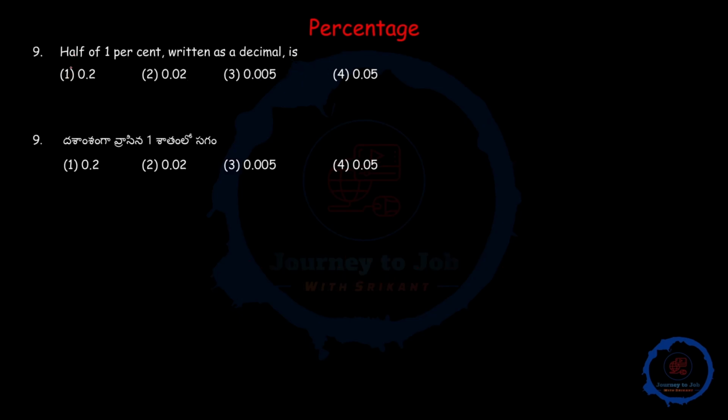Next, question number 9. See, half of 1% written as a decimal is. If we try to solve this question in the conventional way, half means 1/2, half of 1%. So half means half, 1 means 1, percentage means 1/100. So 1/200. Okay, so here if you multiply with 1000 and divide with 1000, 200 1 ja, 200 5 ja. So 5/1000 means 0.005 is the answer.